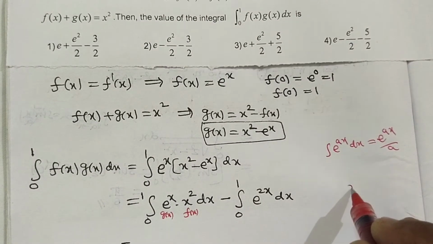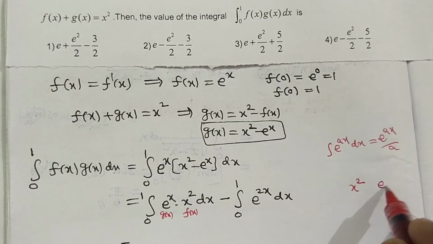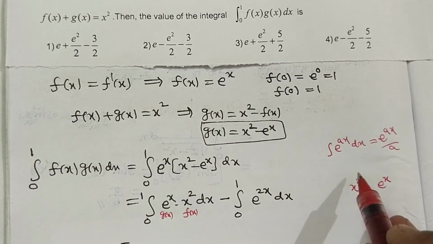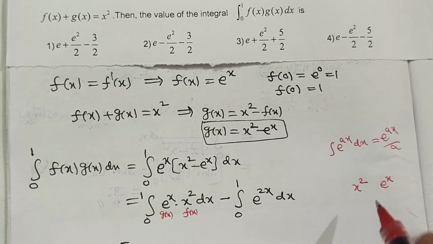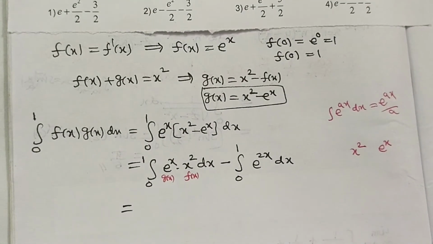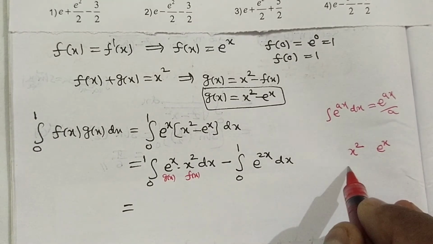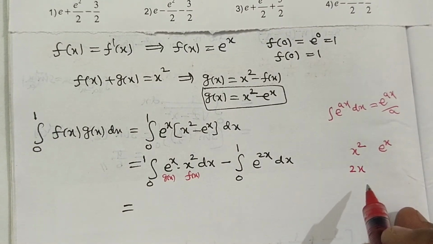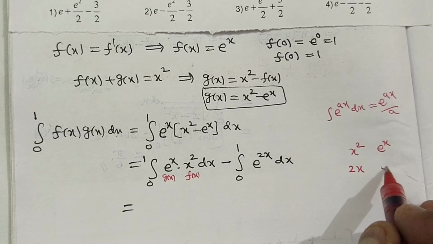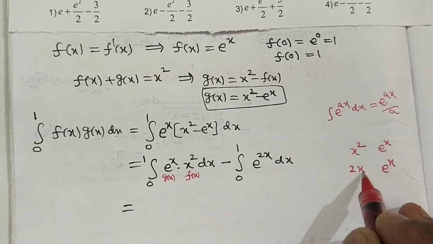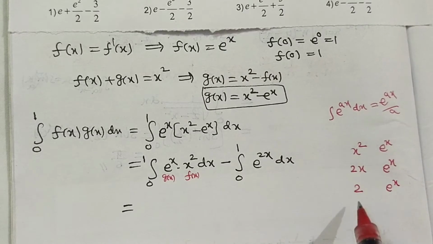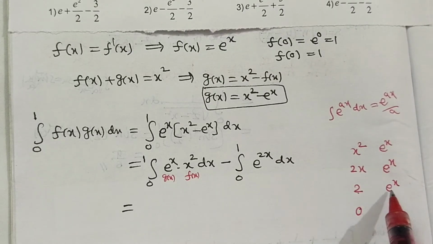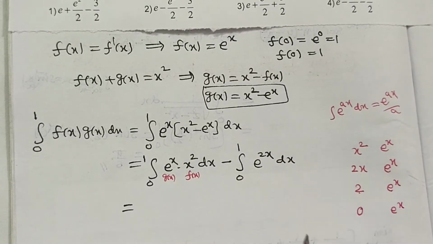Instead of that, x square and e power x. For this function differentiation, for this function integration, till you get the constant term, you have to do that. X square derivative is 2x. E power x integration is e power x. 2x derivative is 2. Integration e power x is e power x again. 2 constant derivative is 0. E power x integration is e power x.